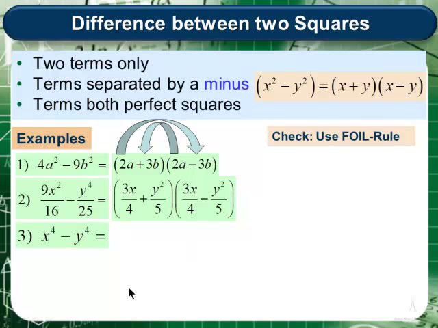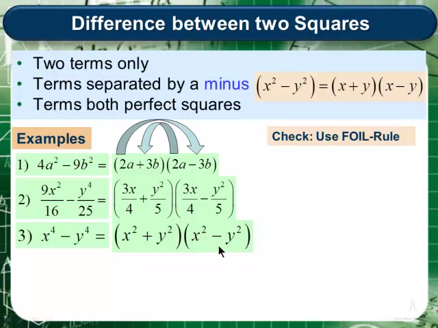Let's have a look at the third example. Here, of course, we have again the difference between two squares, because x to the power 4 is just x squared all squared. And similarly, y to the power 4 will be y squared all squared. Applying our technique here, we have the terms x squared and y squared, first with the plus and then with the negative, and we multiply the two brackets together.